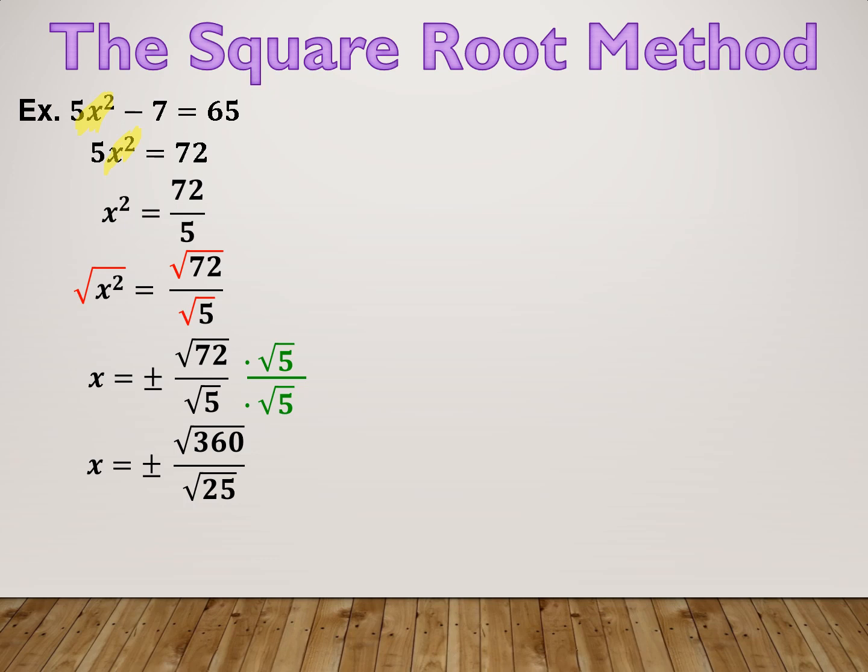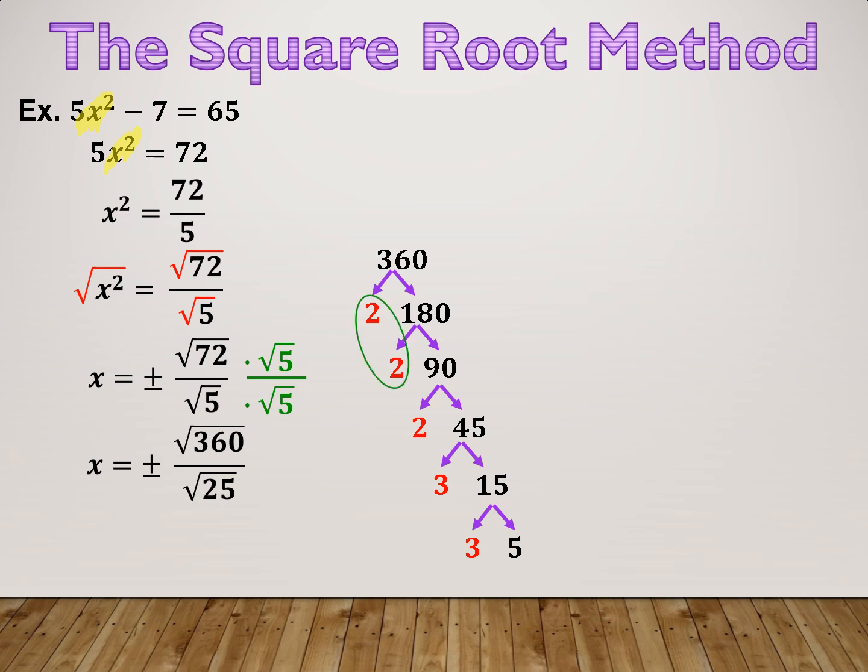Now, the square root in the top is completely okay, but we need to see if we can simplify it. So 360 is 2 times 180. 180 is 2 times 90. 90 is 2 times 45. Now, 45 won't break down any further by 2, but it will break down by 3. 3 times 15. 15 will break down to be 3 times 5. So because this is the square root, I have to circle in groups of 2. So 2 times 2, and then 3 times 3.